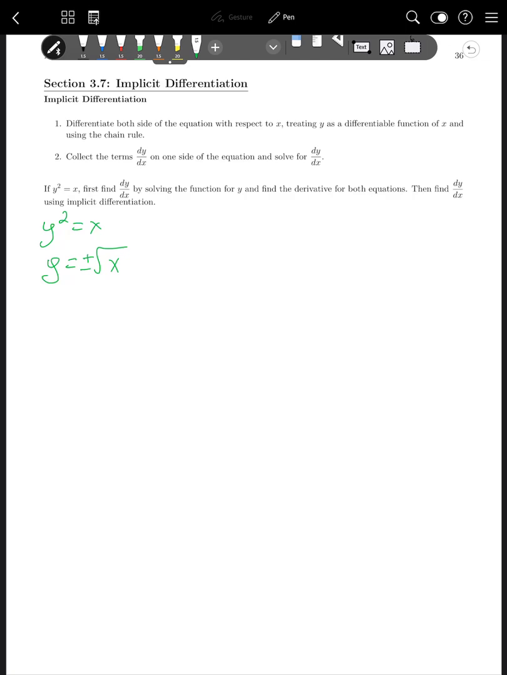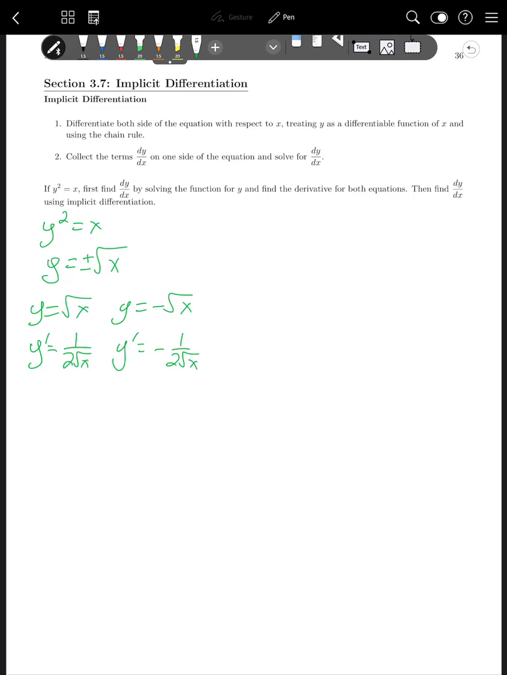So we end up having two different functions we have to take the derivative of: y equals the square root of x and y equals the negative square root of x. And luckily for us, these are functions we've taken the derivative of quite a few times already. We know that the derivative of the square root of x is 1 over 2 root x. So the derivative of negative root x would be negative 1 over 2 root x. Okay, so that's one way we could solve this.